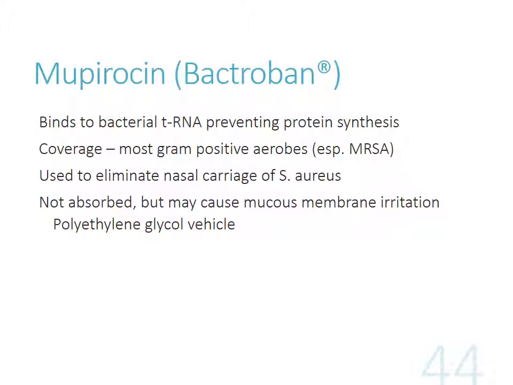Mupirocin is a drug you'll see being used very frequently to treat, especially carriage of MRSA. A lot of times when patients are coming into the hospital, they'll do a nasal swab for MRSA to see if they're carriers or not. And if they are, then they'll use Bactroban or mupirocin to help treat that. It works by inhibiting the tRNA and preventing protein synthesis, so it works similarly, just at a different step, to some of our other antibiotics.